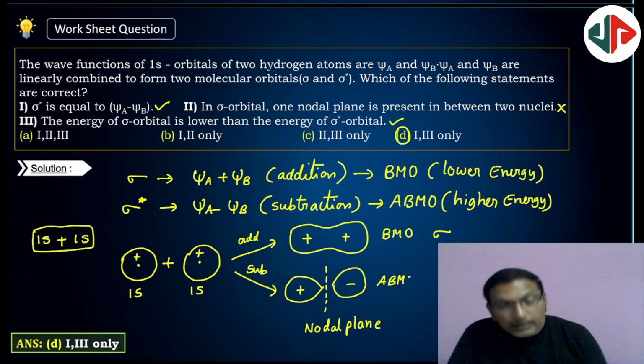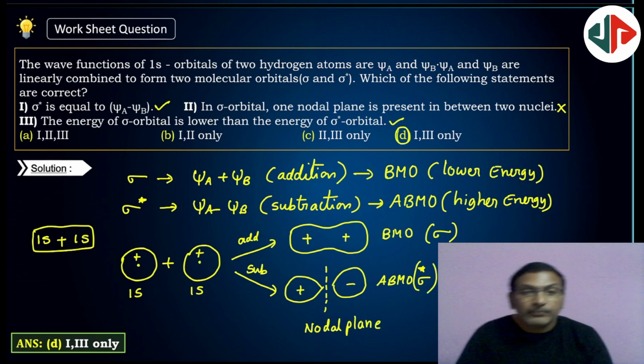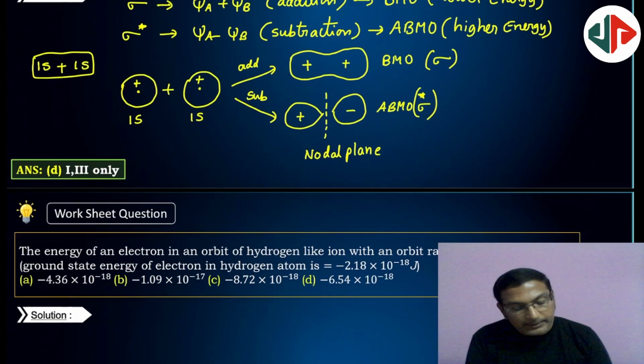Anti-bonding molecular orbital, which is sigma star. Remember these two. So sigma star has one nodal plane in between two nuclei. Nodal plane means the plane at which probability of finding electron is 0. Next one.